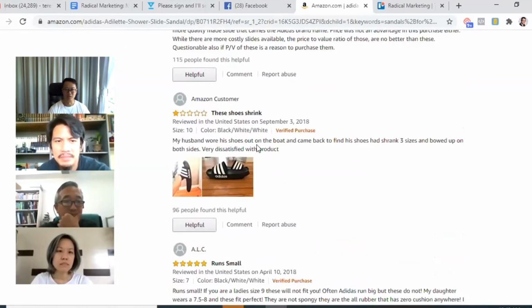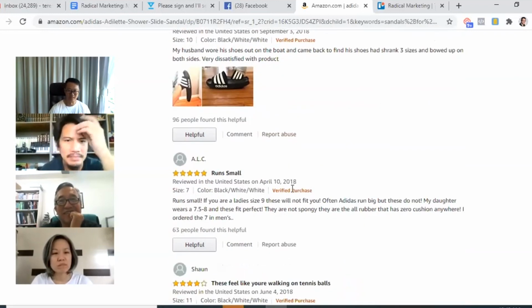My husband wore his shoes out to the boat and came back. His shoes had shrunk 3 sizes and bowed on both sides. Very dissatisfied with product. So you can also use that in your marketing. You can say my shoes don't shrink, unlike others.